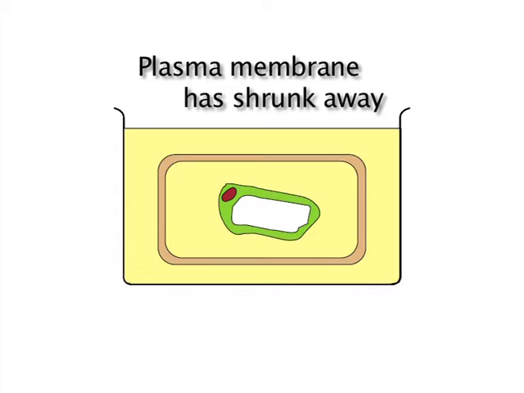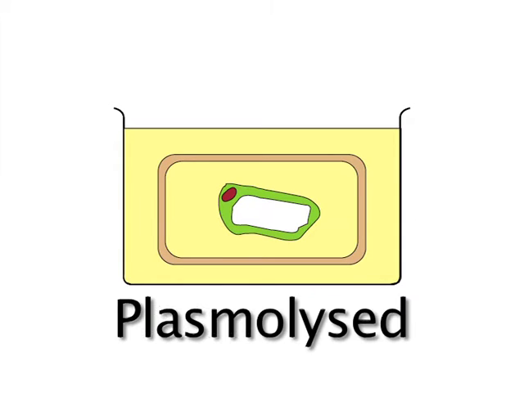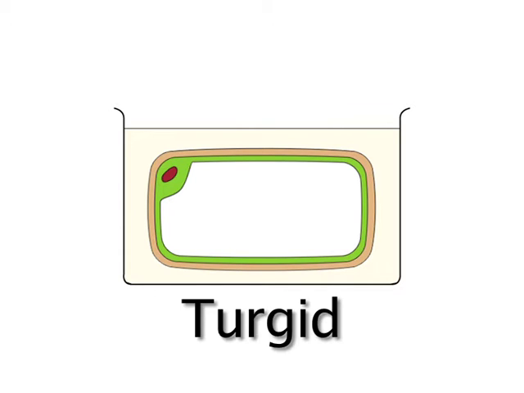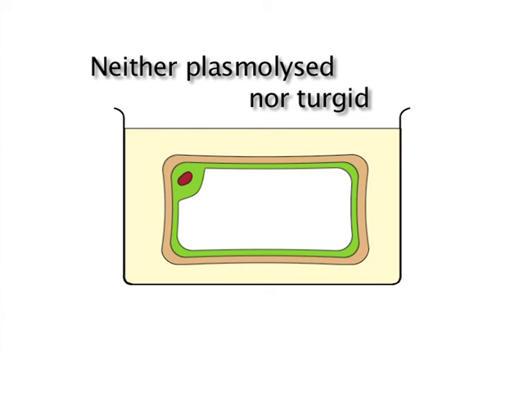Now, if we look at the cells, we can see that those in the strong sugar solution have lost water. The plasma membrane has shrunk away from the cell wall, and the vacuole has shrunk or disappeared. The cells are plasmolyzed. The cells in distilled water are swollen, but they do not burst, as the cell wall prevents that. The cell wall exerts a pressure and eventually prevents the entry of any more water. The cells are turgid. The onion cells in the isotonic solution are neither plasmolyzed nor turgid.